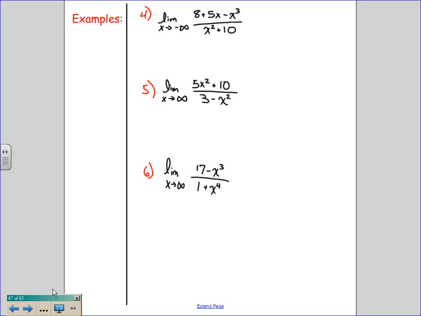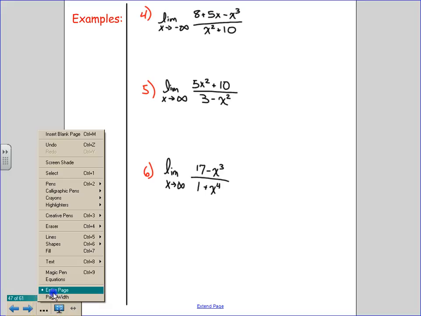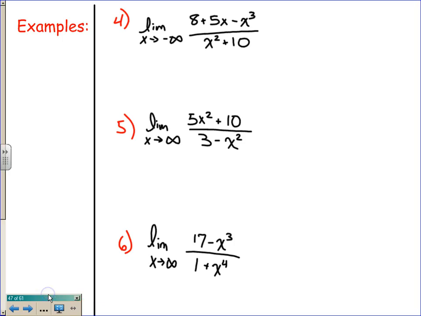Can I zoom? Yeah, this one might be hard to see, but yeah.